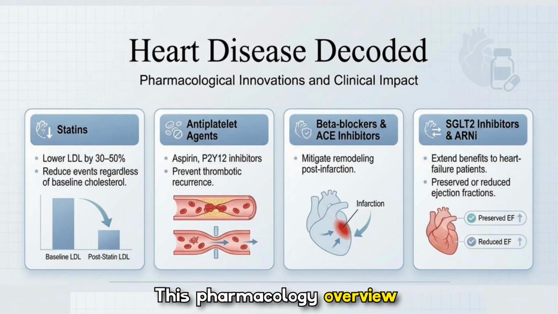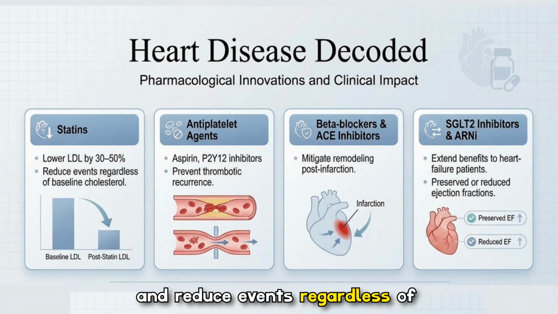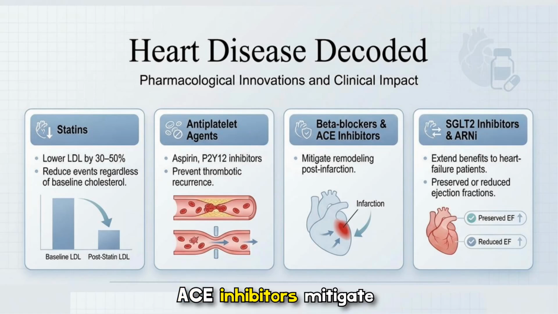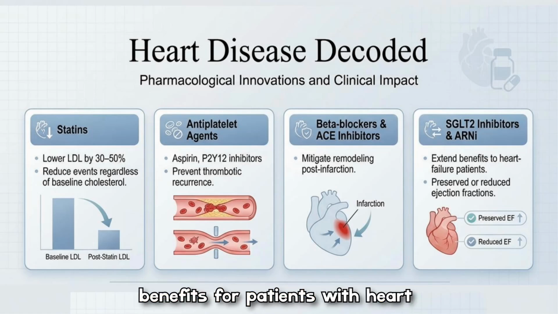This pharmacology overview connects mechanisms to clinical impact. Statins reliably lower LDL by 30 to 50% and reduce events regardless of baseline cholesterol. Antiplatelet agents like aspirin and P2Y12 inhibitors prevent thrombotic recurrence. Beta blockers and ACE inhibitors mitigate post-infarct remodeling. And newer agents, such as SGLT2 inhibitors and ARNI, extend benefits for patients with heart failure and reduced or preserved ejection fraction.